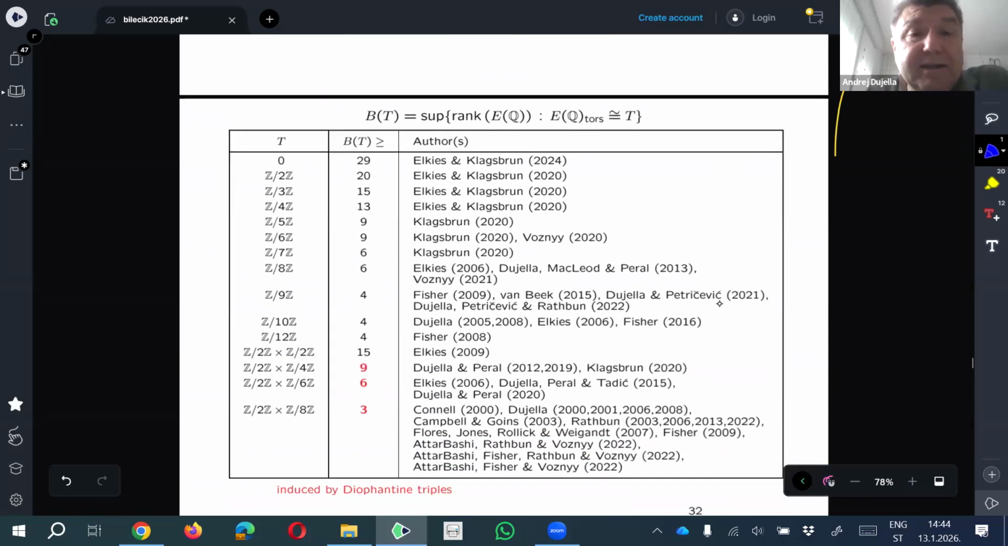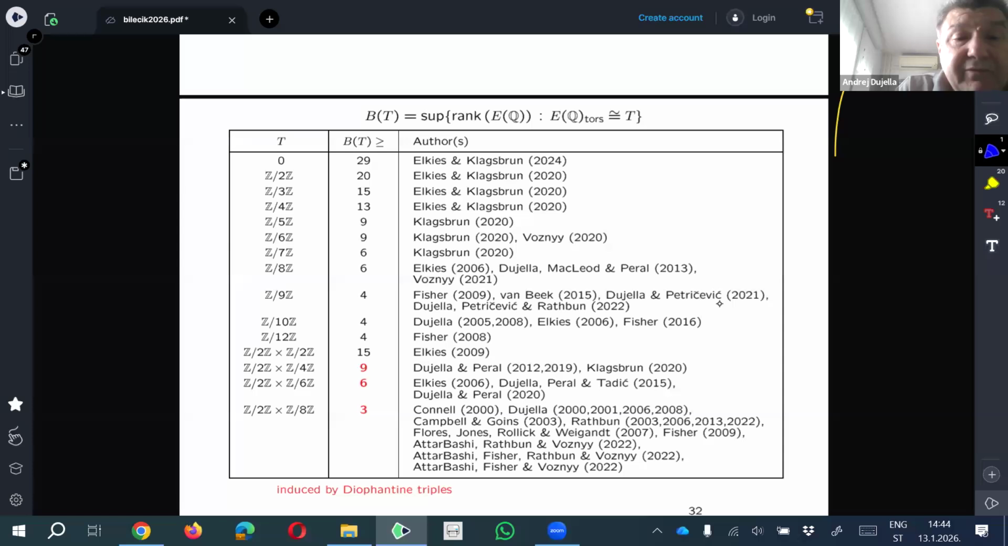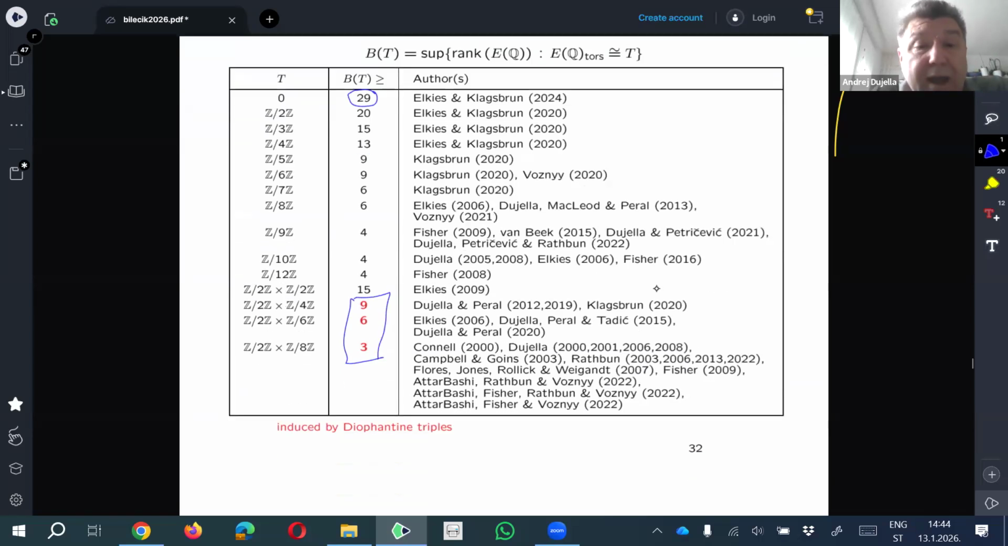So to summarize, this is one of the tables from my web page, the current record for the rank with given torsion group. Here you can see some familiar numbers like 29, which is the current record in the absolute category, and in particular it corresponds to trivial torsion, but also these 3 numbers which were already mentioned in my previous slides. These are 3 records which were obtained using Diophantine triples.